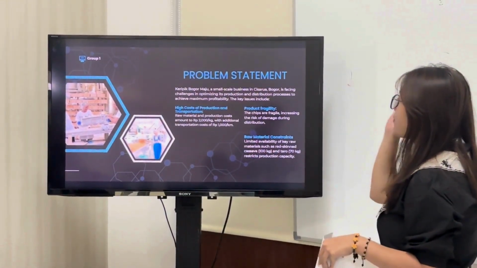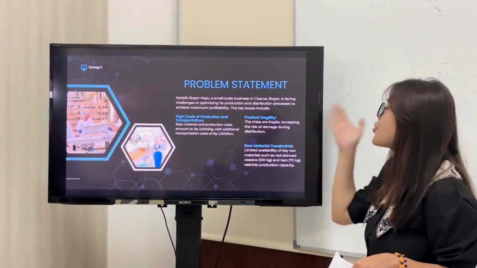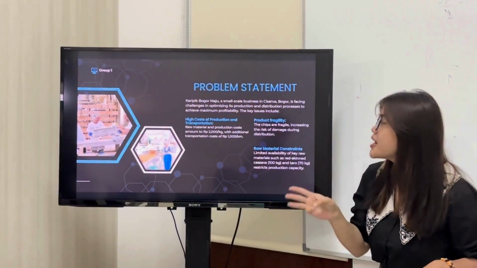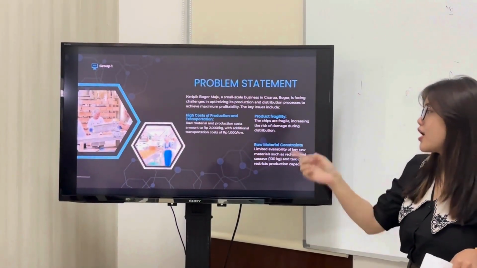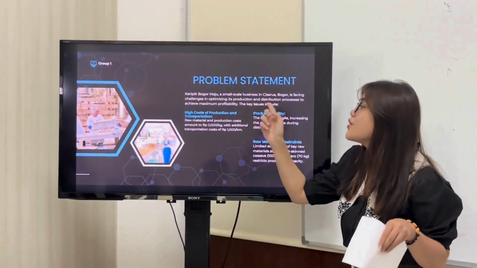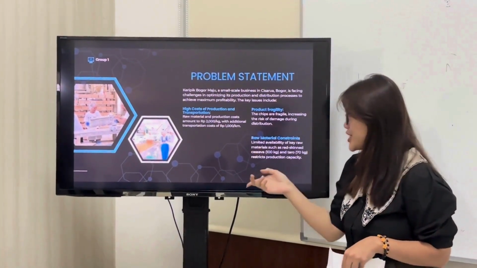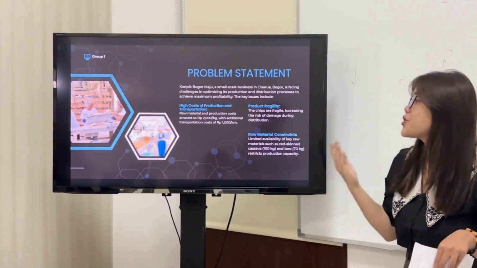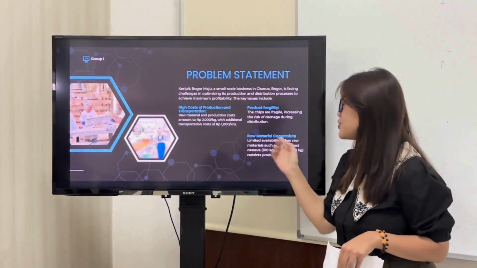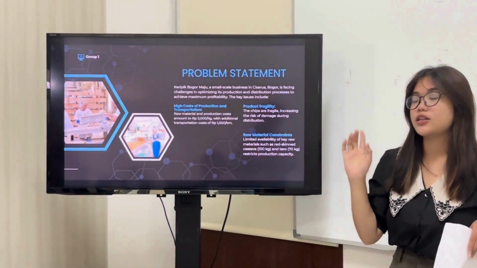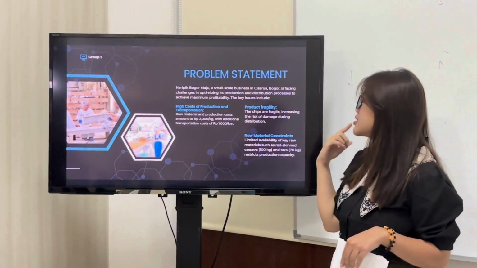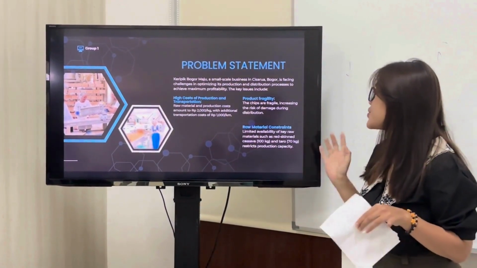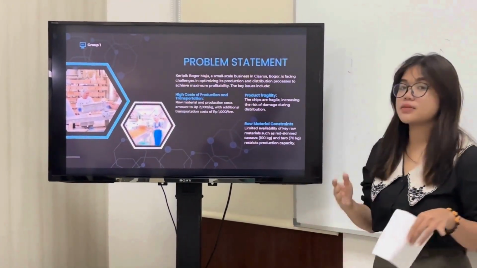So this is the problem statement of Keripik Bogor Maju. And there are 3 main issues. First one is high cost of production and transportation. The raw material and production cost amount to 2,000 rupiah per kg with additional transportation cost of 1,000 per kilometer. The second one is product fragility. The chips are fragile, which increases the risk of damage during distribution.